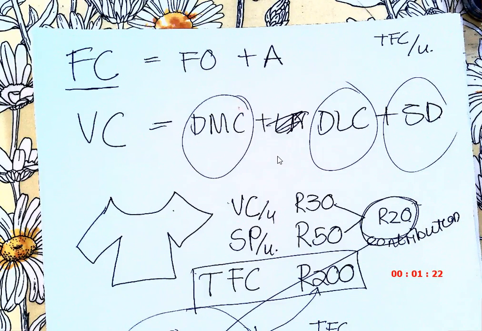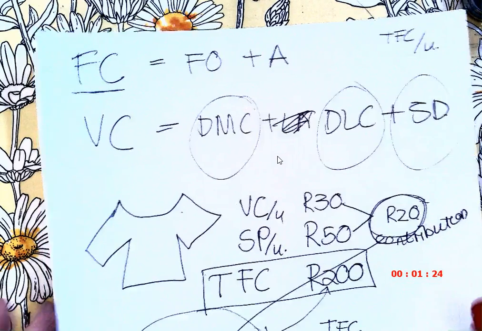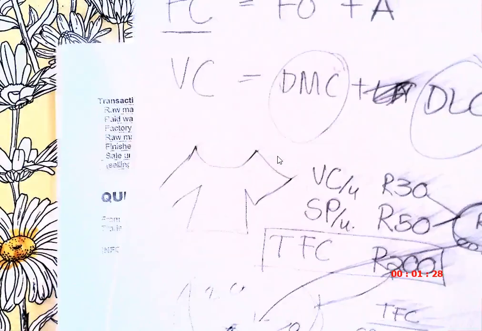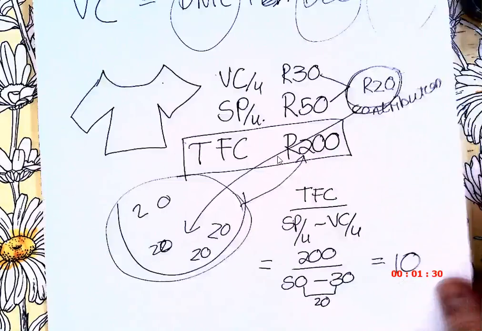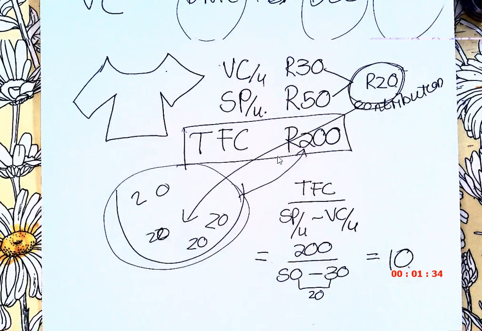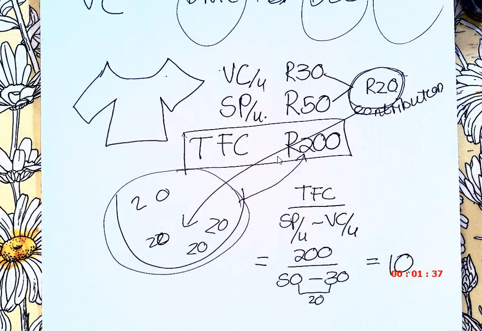Okay. Then I explained to you the break-even point is that point where we break even. And for those who don't know the term break-even, it just means that that's the point where we don't make a profit or a loss.